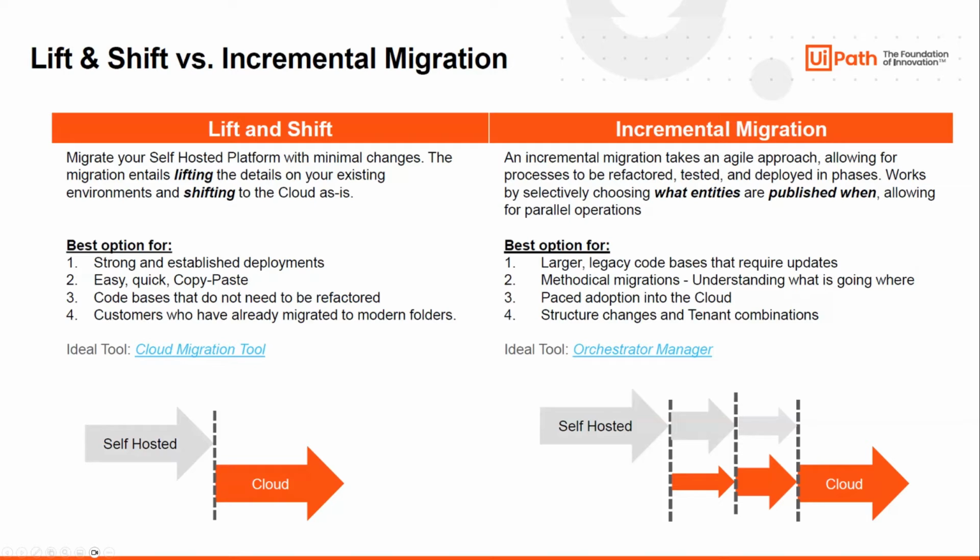This slide, also from the TAM team, is one way to look at it. If you're doing an overall lift and shift at once, the cloud migration tool is perfect for that. But the Orchestrator Manager gives you a bit more control and flexibility in that you can migrate incrementally. You can pick specific entities that you want to migrate instead of all at once. So it gives you more control, but also requires a bit more setup and runtime.